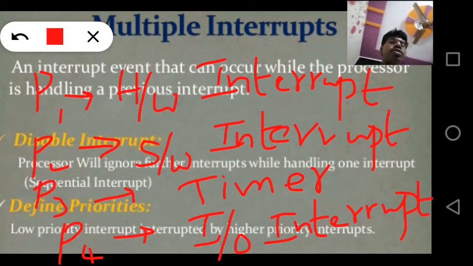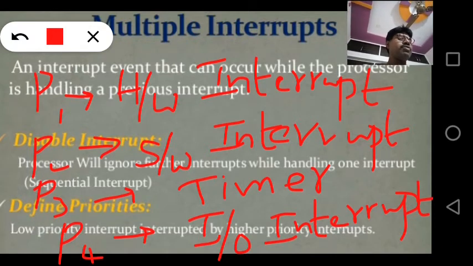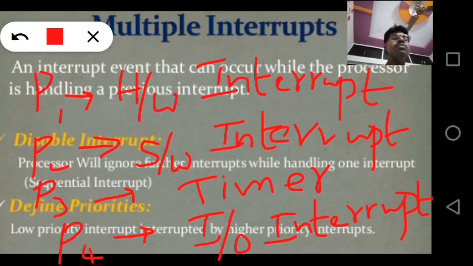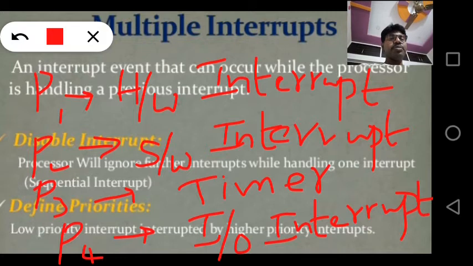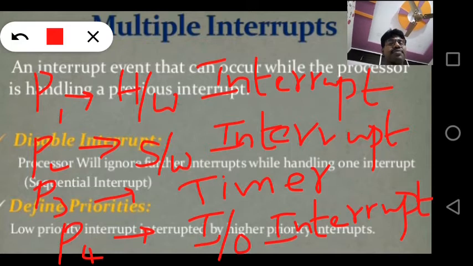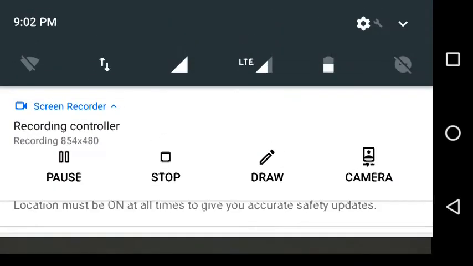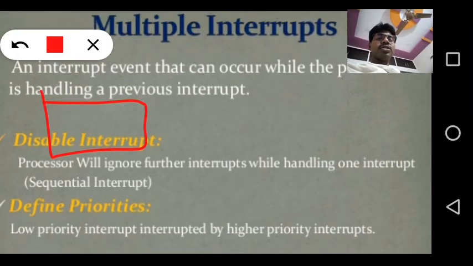So let's assume these are the four categories of interrupts. Most of the interrupts fall under one of these four categories. So let's assume the situation: P1, P2, P3, P1 being the highest priority, that is hardware interrupt. P2 is a software interrupt. P3 is a timer, and P4 is an IO interrupt.